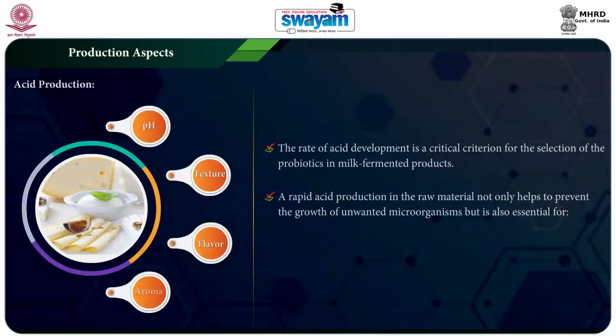A rapid acid production in the raw material not only helps to prevent the growth of unwanted microorganisms, but is also essential for aroma, texture and flavor of the end product, which has positive influence on its overall acceptability in the form of pH, texture, flavor and aroma of the product.